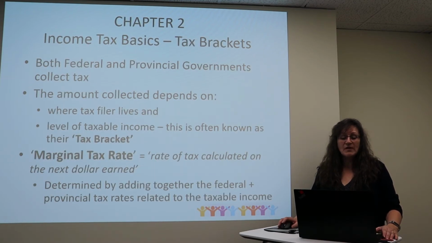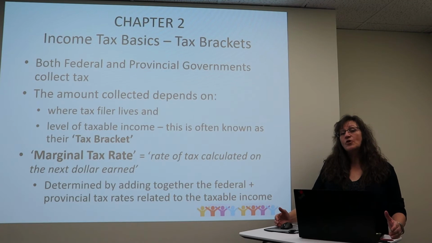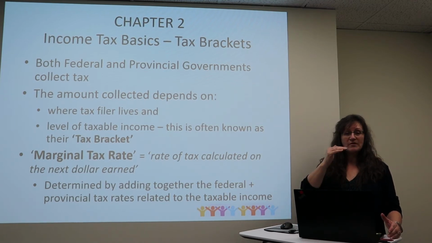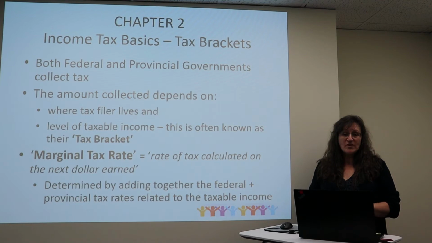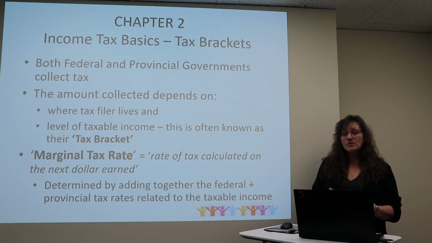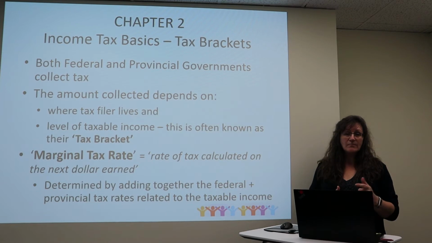So let's start with tax brackets and income tax basics. Tax brackets are the various points in an individual's earnings that move them from one rate of tax to the next. Both the federal government and the provincial government will charge individuals tax on the income that they've earned, and how much is collected depends on a couple of things. One is where they live, because provincial rates differ from province to province, although federal rates are always the same. But it also depends on the actual level of taxable income the individual has. Those things together determine the tax bracket that the individual falls into.